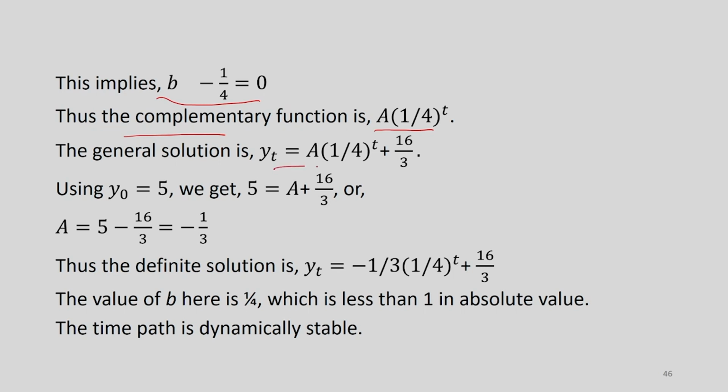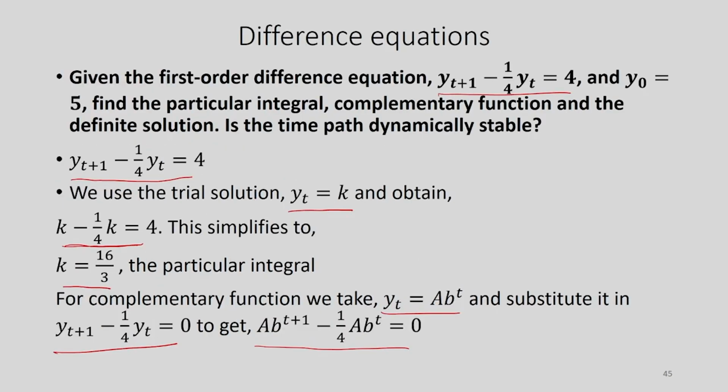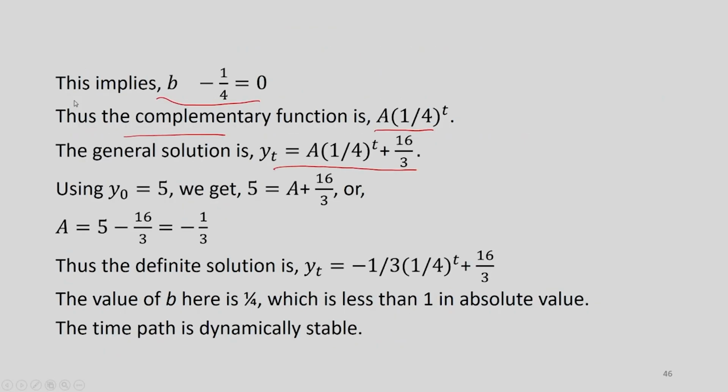Therefore, the general solution is this, yt is equal to a (1/4) to the power t plus the particular integral, which is 16 divided by 3. Now, we use the fact that at t is equal to 0, y is equal to 5. Y0 is equal to 5 means if you put t is equal to 0, y is equal to 5. So, that is what we have done here. We have put t is equal to 0.